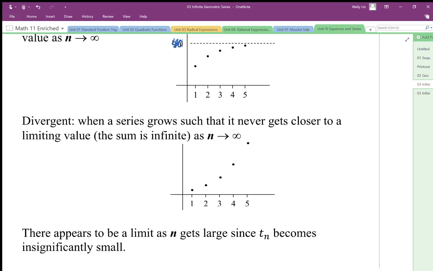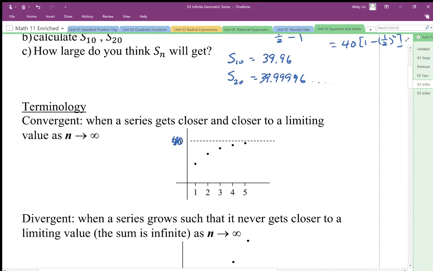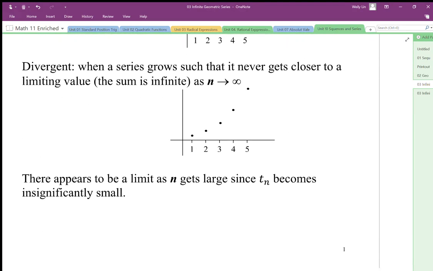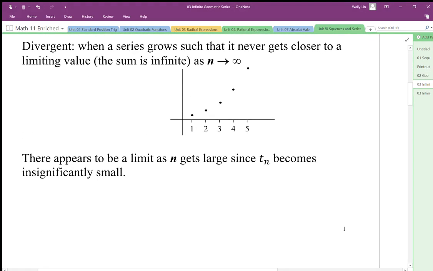Now, some series, such as this one, not all geometric series, but this series, because it's getting smaller, has a chance to have a finite sum because we're adding a smaller and smaller amount, so it may converge to some finite sum. And in this case, it does. So there appears to be a limit as n gets really big because Tn becomes really, really small.